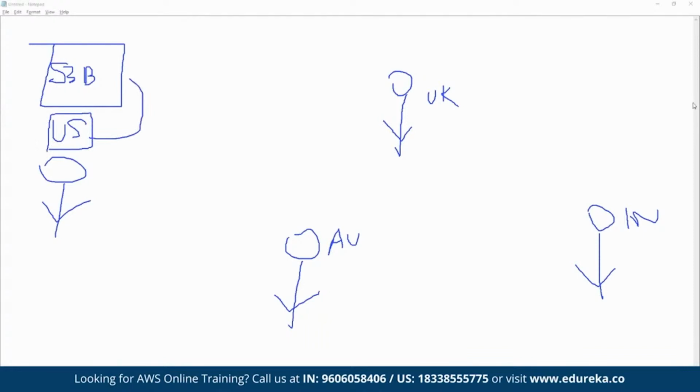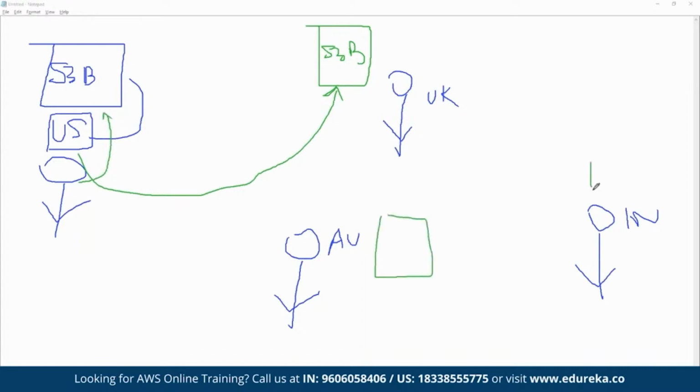If we have deployed a bucket in the UK region, the US audience will still be able to access the data stored in it, but the latency will be much higher. That means the time they need to store the data or fetch the data will be much higher, and that will slow down performance. That's why it is much better if they access the data stored in their own region. Same for Australia, same for India as well.